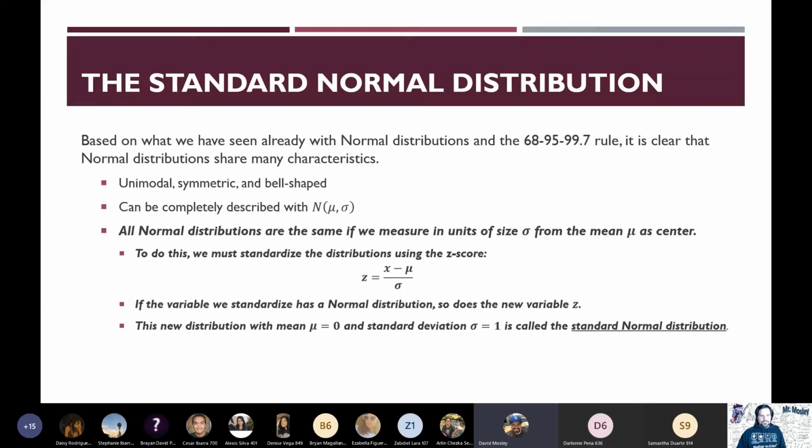This is kind of like our lead up to the formal definition for the standard normal distribution. Does anyone need a moment to write anything down from this screen? Please raise your hand. Excellent, I shall wait.